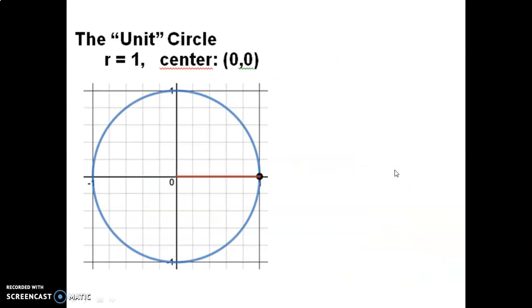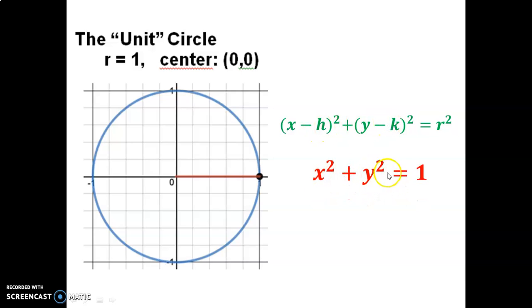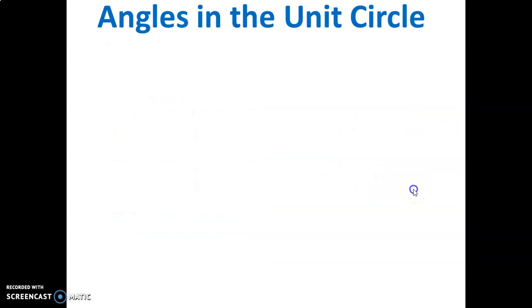Okay, what is the equation of a unit circle? So using the equation of a circle we just saw, h and k is our center, but the center is 0, 0, so those will both be 0. So we have x squared plus y squared equals 1, because the radius is 1. That's why it's called the unit circle, because the radius is 1 unit long. So there is the equation of a unit circle.